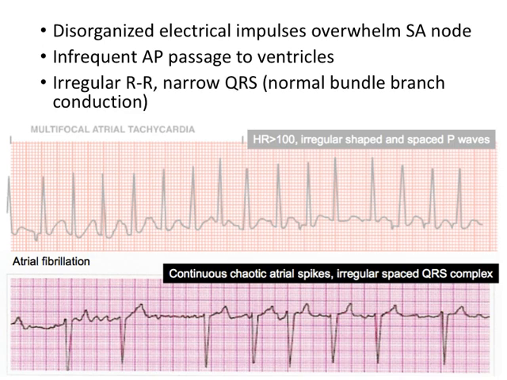So irregular contractions, the R to R space is not consistent. We also see narrow QRS complexes in this example, which is indicative of normal bundle branch functioning. So it's not upstream, or sorry, it's not downstream of the AV node. This will become more clear as we talk about bundle branch blocks later.